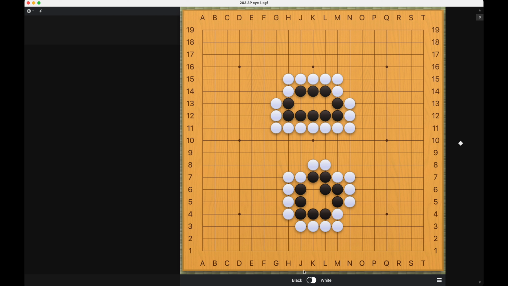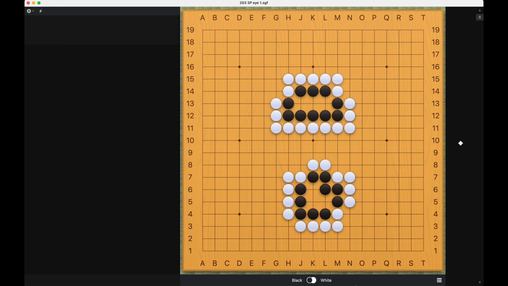Starting from this lesson, we'll analyze 3 space eyes, 4 space eyes, 5, 6, up to 7 space eyes, and see what happens to the patterns that might appear. We will analyze each pattern and figure out whether they are alive or dead, and what moves each side should make in order to achieve a life or death result. So today we're studying 2 3-space patterns.